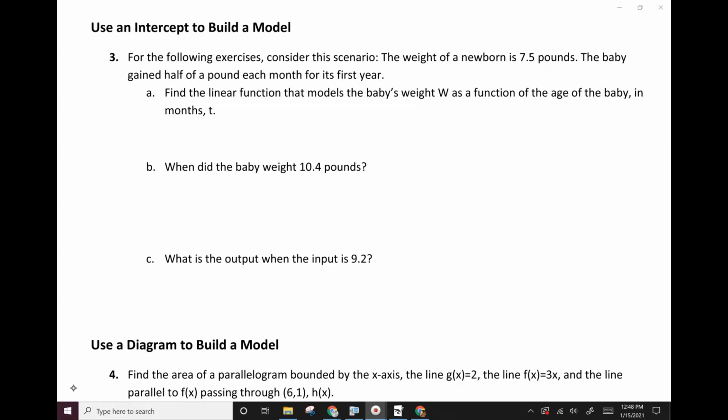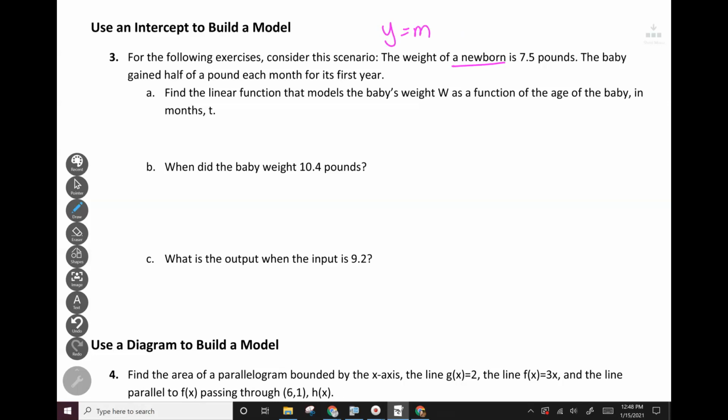Okay, so hopefully just reading that, you can see newborn, so that's the initial weight, newborn, so that is months equals 0. The baby weighs 7.5 pounds. So if you're thinking y equals mx plus b, then b would be 7.5 pounds. That's the initial weight. That's weight at x equals 0.